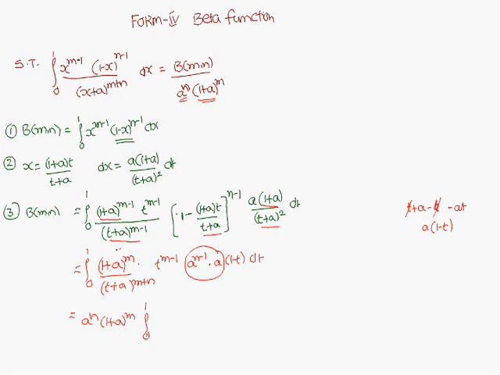This term is over and this term is also over. So what you are left with is t power m minus 1 into 1 minus t whole power n minus 1 by t plus a whole power m plus n into dt. This is the value of the beta m comma n.